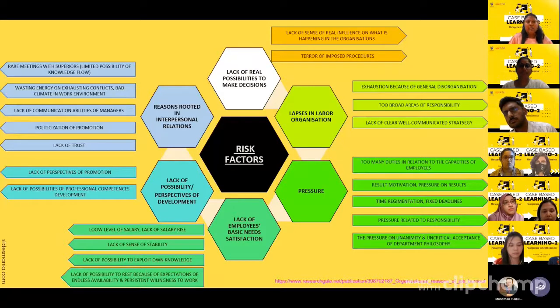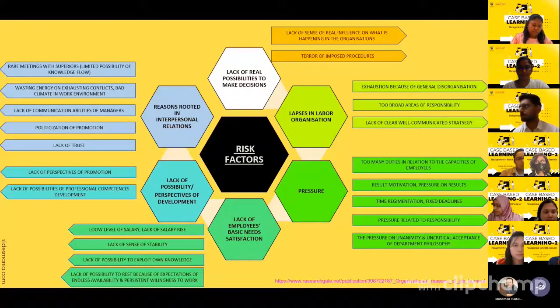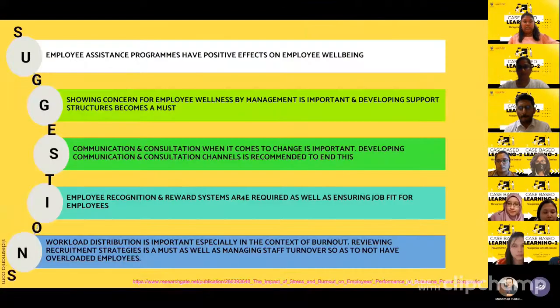Then you have lack of possibility or perspectives of development, such as lack of perspectives of promotion and lack of possibility of professional competences and developments. Last but not least, lack of satisfaction of employees' basic needs. For instance, low level of salary, lack of salary rise, lack of sense of stability, lack of possibility to exploit own knowledge, and finally, lack of possibility to rest because of expectations of endless availability and persistent willingness to work.